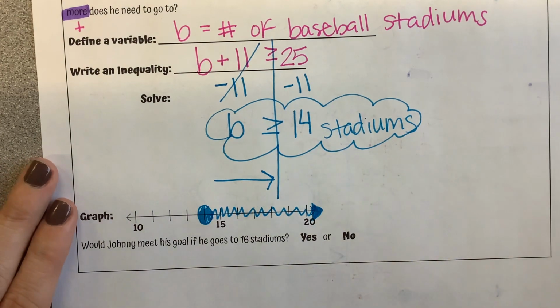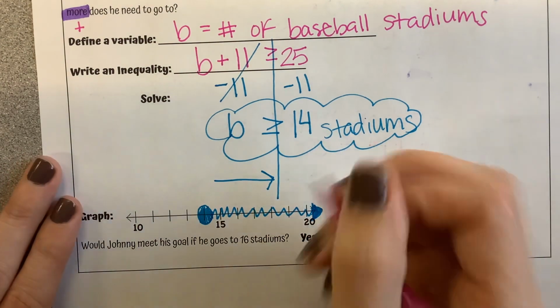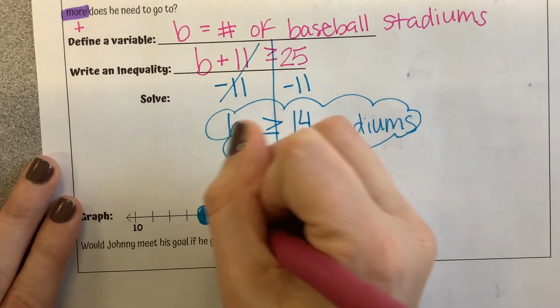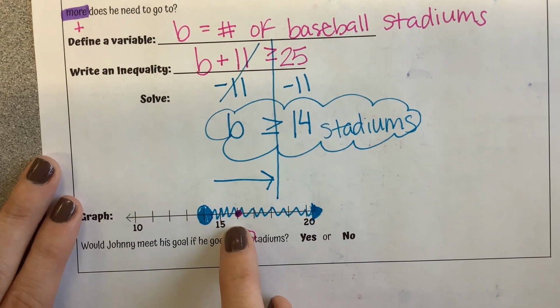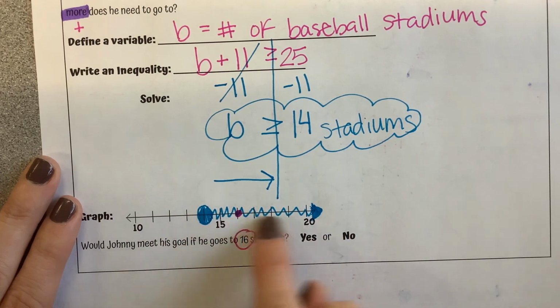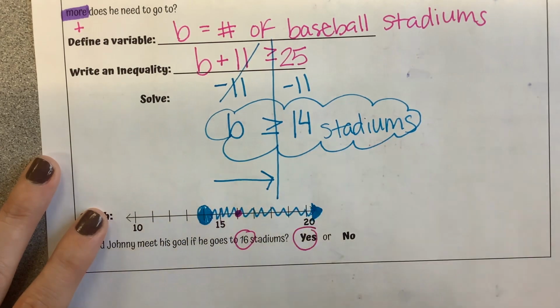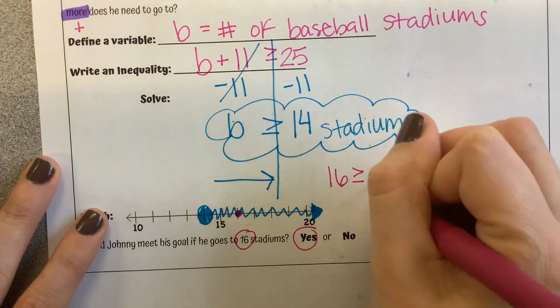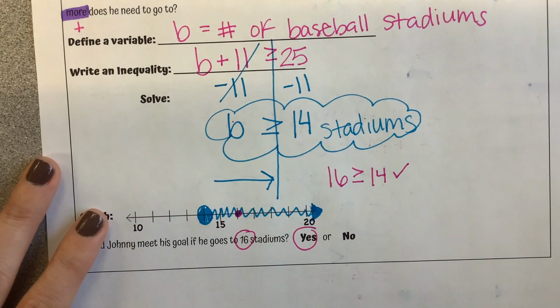Last question. Would Johnny meet his goal if he goes to 16 stadiums? So if I find 16, this is 15. 16 is right here, which does fall on the shaded area. So yes, that would work. If I had plugged it in where our variable is 16 greater than or equal to 14? Yes, it is.